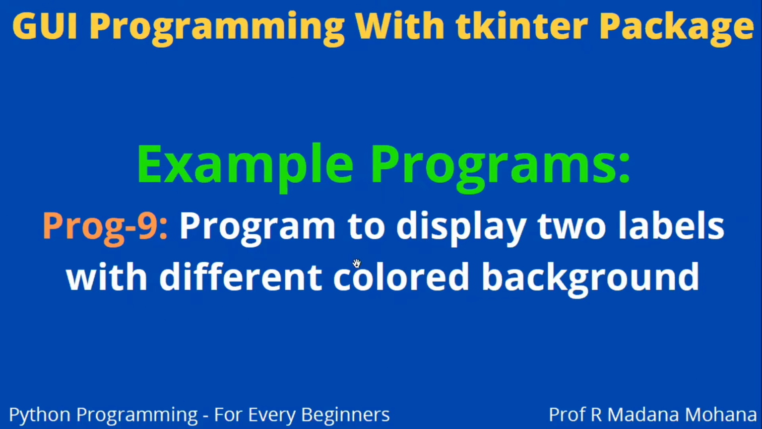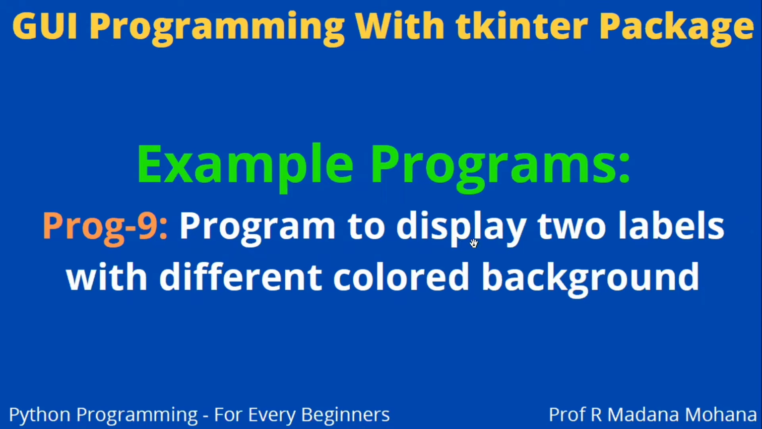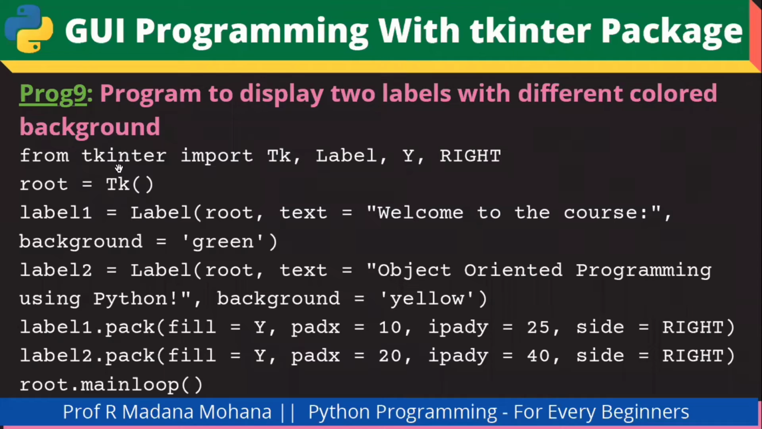The next program is a program to display two labels with a different colored background. This program shows two labels with different colored backgrounds. Here, along with Label, the side also, left or right, then coordinate X or Y. So Y and RIGHT, two extra names are imported: from tkinter import Tk, Label, Y, RIGHT, then root equal to Tk.